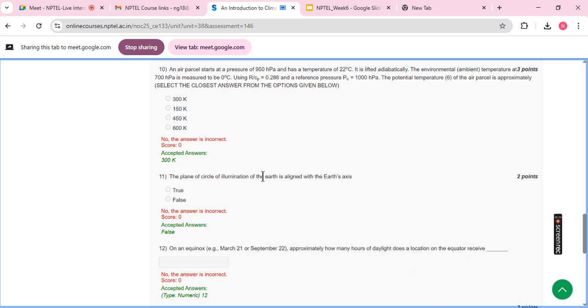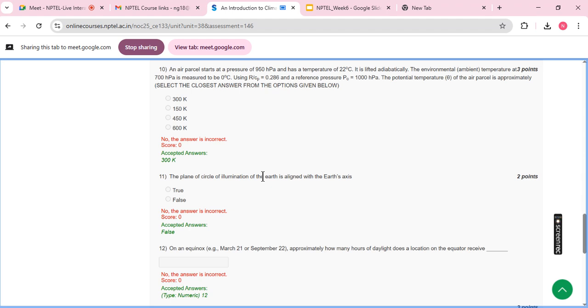So we have an air parcel with the initial pressure, which is 950 hectopascal, and the initial temperature is 22 degrees Celsius. It is lifted adiabatically. Now, the environmental temperature at 700 hectopascal is measured to be 0 degrees Celsius. Using R by Cp is equal to 0.286 and the reference pressure P0 is equal to 1000 hectopascal, the potential temperature of the air parcel is approximately what?